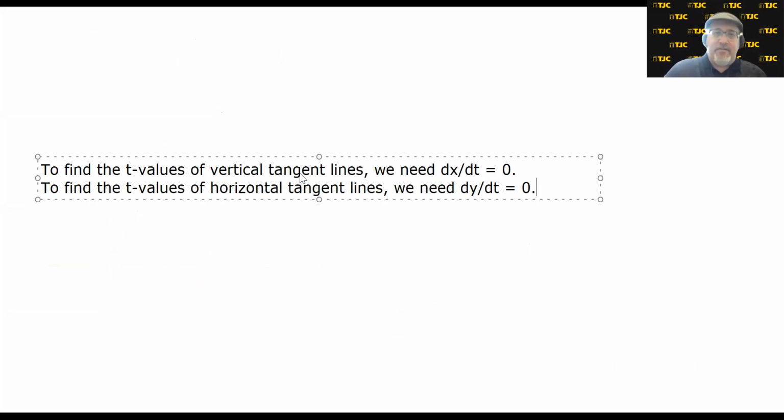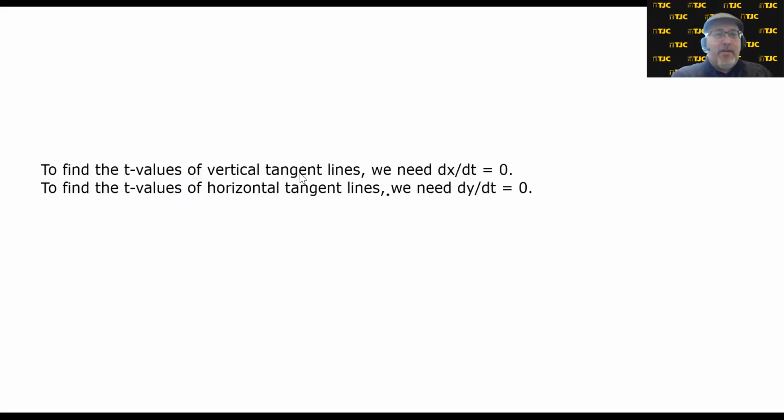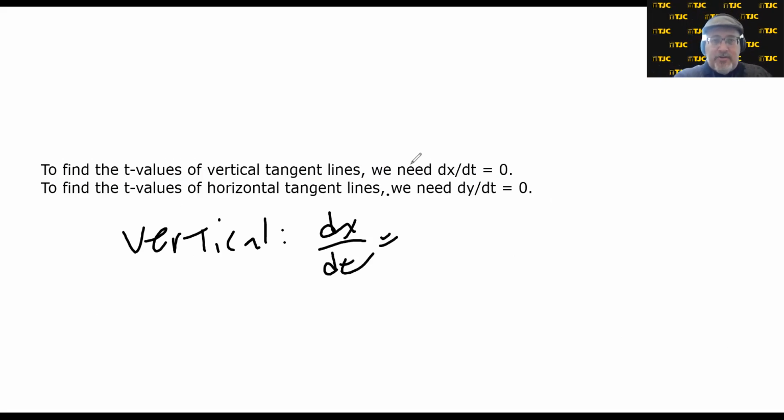To find the t-values of vertical tangent lines, we need dx/dt to equal 0. And in the previous slide, we had dx/dt equal to 2t. So this will be pretty easy for vertical. For vertical, we need dx/dt, which is equal to 2t, equal to 0. If you solve that, you get t is equal to 0.